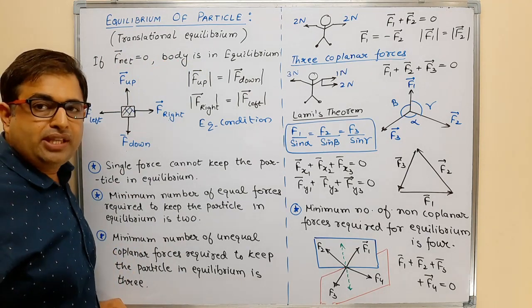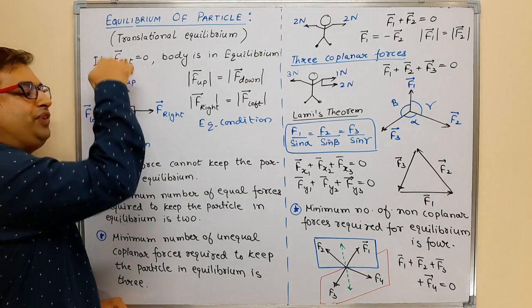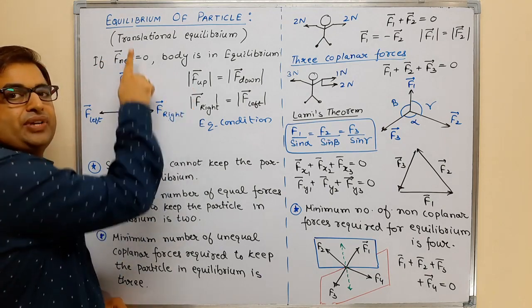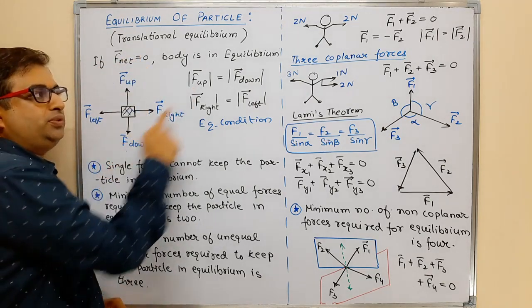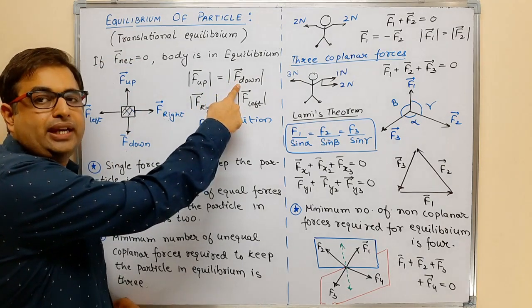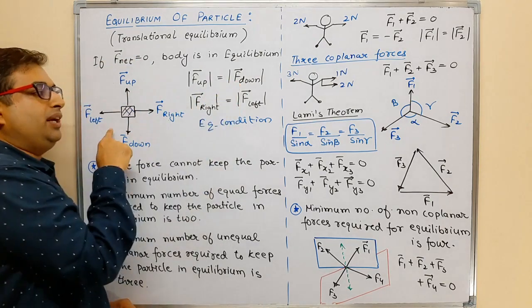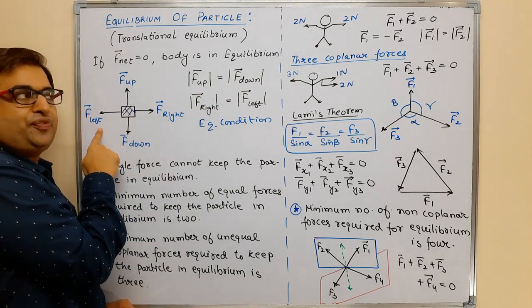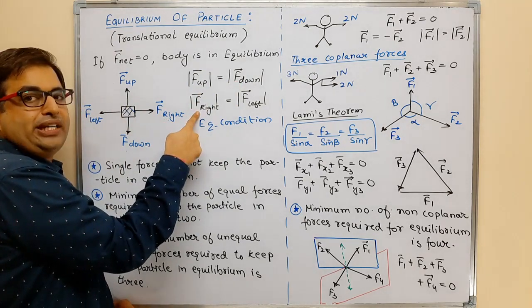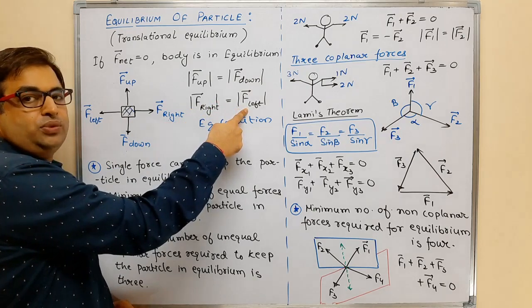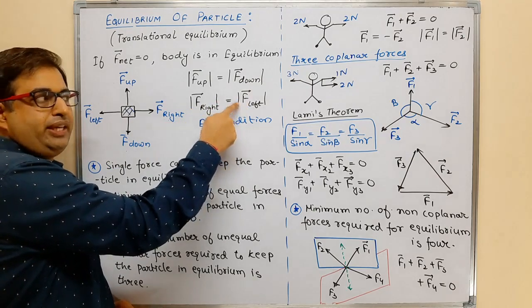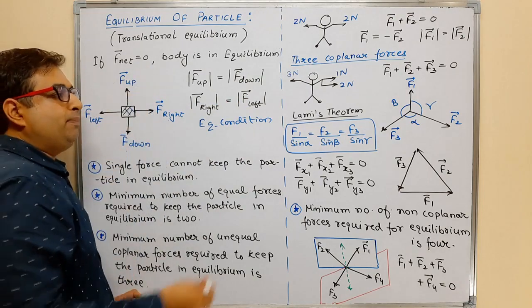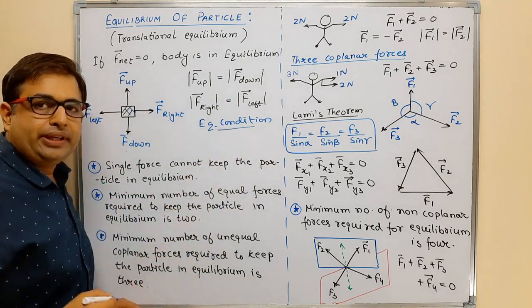Net force 0 means upward force will balance downward force. So, magnitude of the force acting in upward direction will be equal to magnitude of the force acting in downward direction. Similarly, right hand side force will be balanced by left hand side force. So magnitude of right side force will be equal to left side force. Means the net force acting on the body is equal to 0 and body is in equilibrium condition.